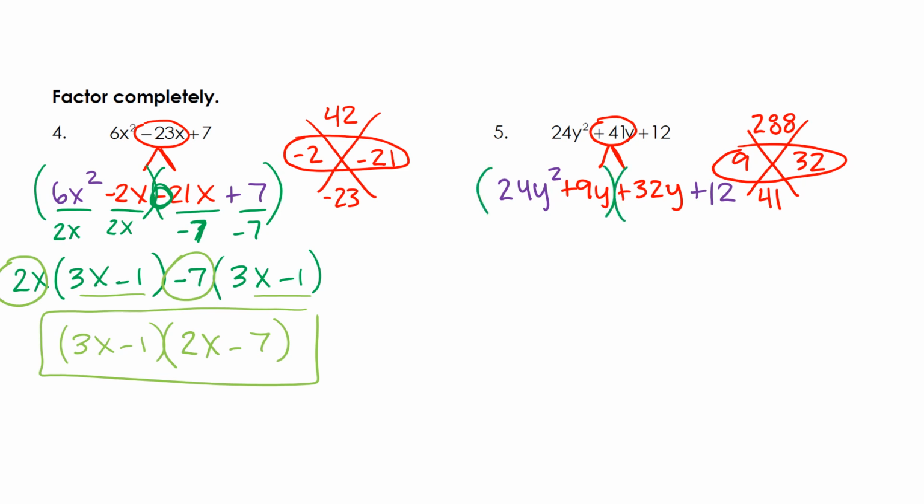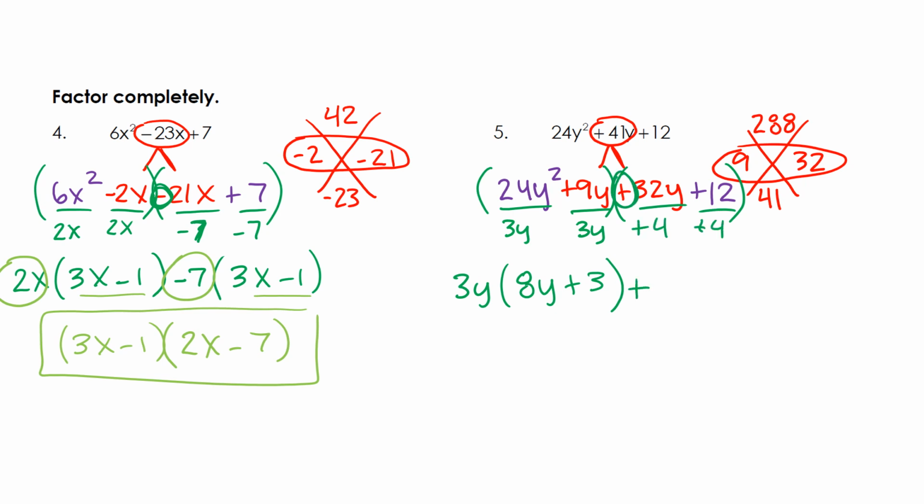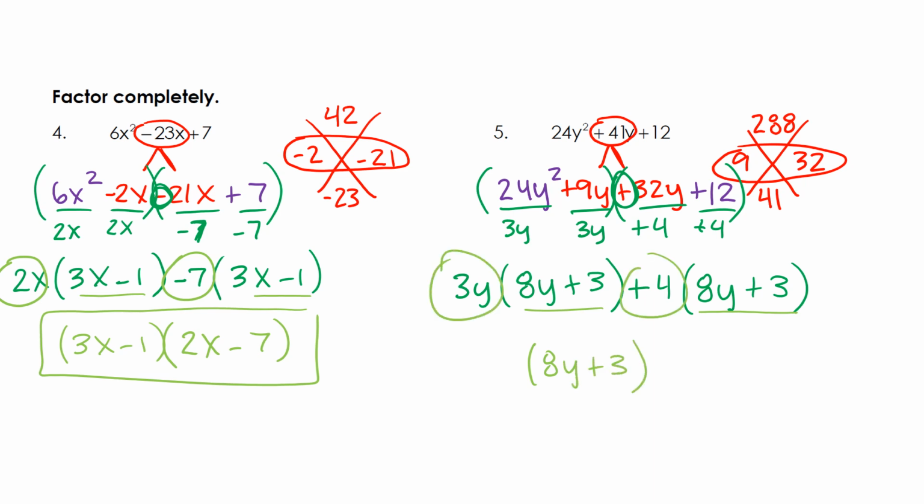Factor by grouping, group the first two and the last two. Out of the first two, I'm going to factor out a 3y. So 3y goes out in front. I'm left with an 8y plus 3. Last two, we're going to factor out a positive 4, again following that leading sign there, so plus 4. Left over would be an 8y plus 3. Two parentheses match, so there's my first answer. And then my second answer comes from the two GCFs, so 3y plus 4.